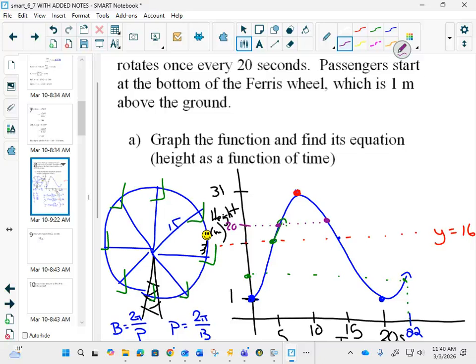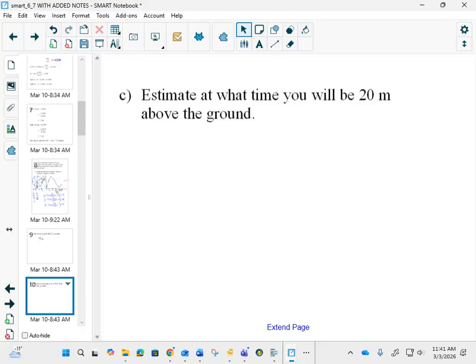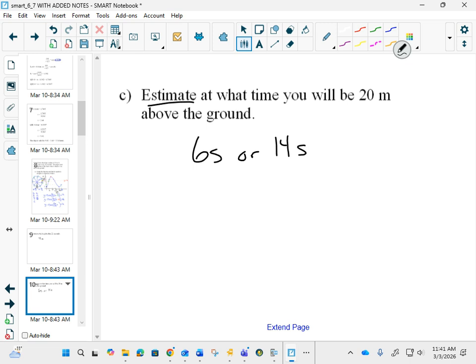And again, just like we did in the last one with either Desmos or your graphing calculator, you could draw that horizontal line and find out where they intersect. So if you wanted to actually find it, what did we say, 6 seconds or 14 seconds? Because it says estimate, as long as your answers are reasonable, you would be fine with that.